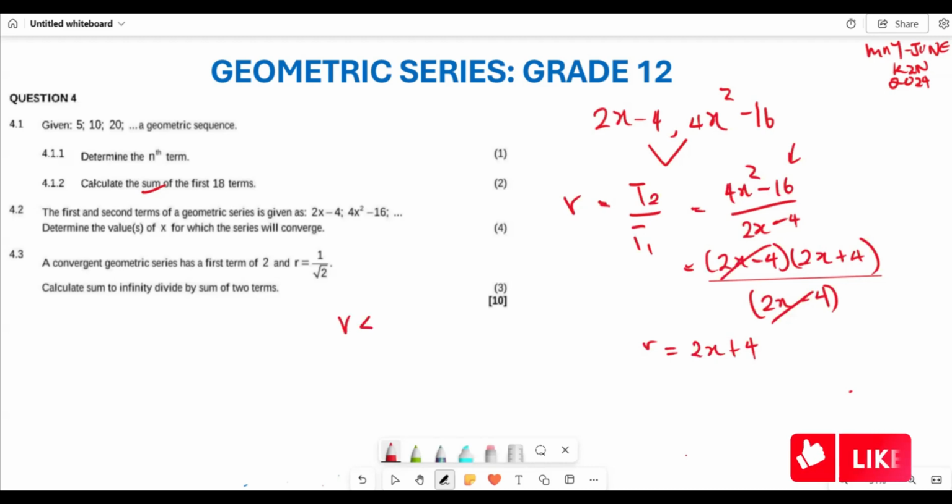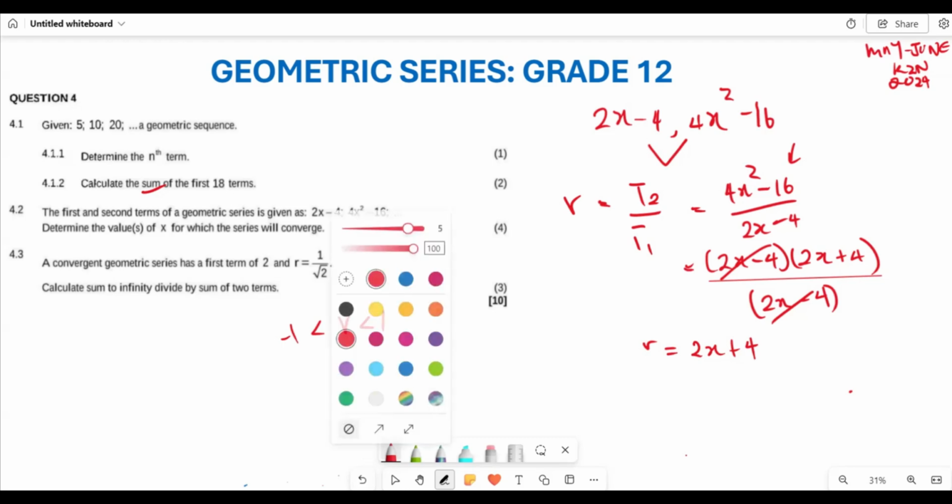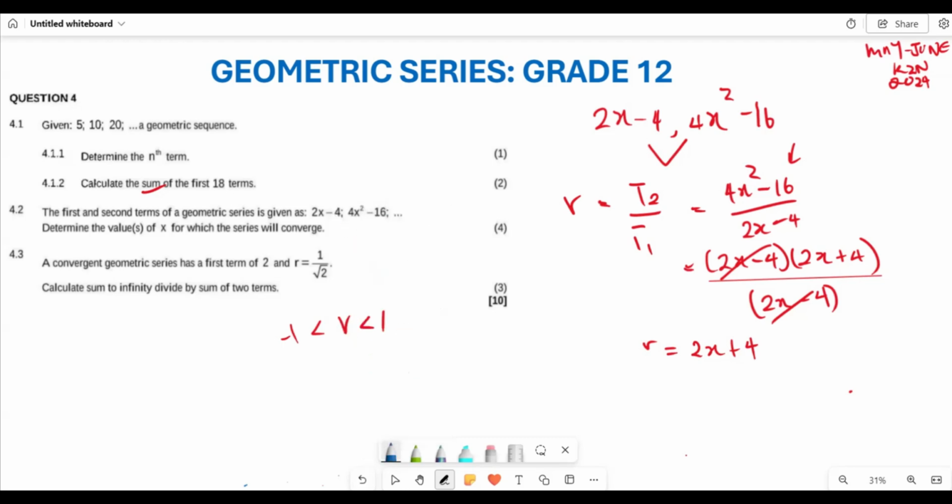And as this is your value of r, now we are going to say, look, your value of r is going to range in between -1 and 1, right? Remember we said when the series converges, it's where your value of r is between -1 and 1, right? So now in the space of r, isn't it that we just discussed that our r is given by 2x plus 4, which means now that we are going to say -1 is less than 2x plus 4, which is also less than 1, right?